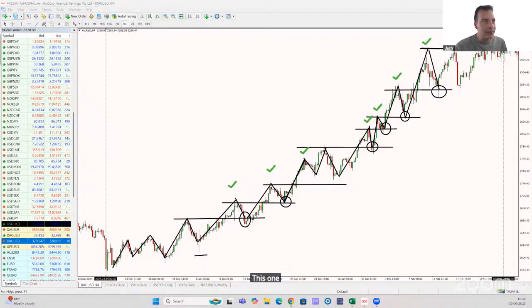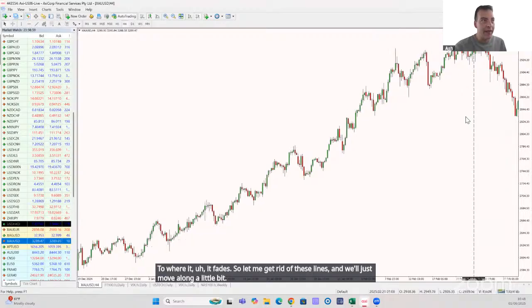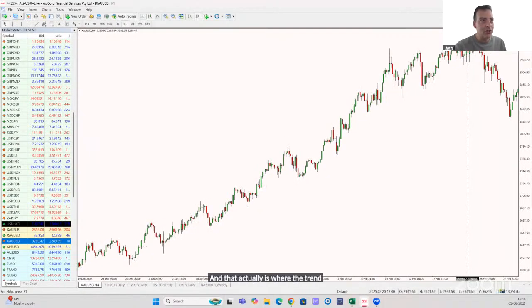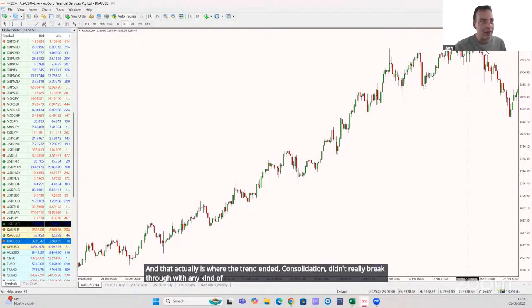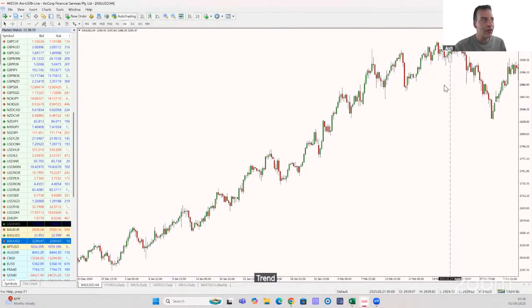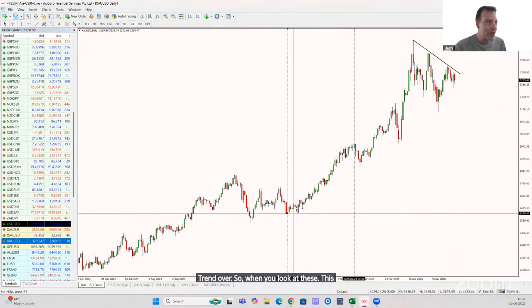This one here is not a great level. It doesn't really take off before it comes back. So there's a big difference in the trend's strength to where it fades. So let me get rid of these lines and we'll just move along a little bit. And that actually is where the trend ended. Consolidation, didn't really break through with any kind of conviction. Trend over.